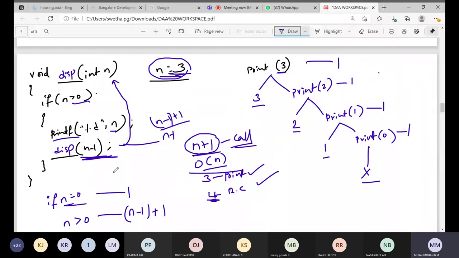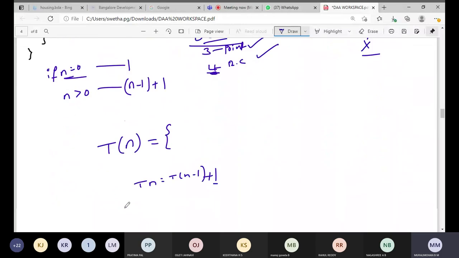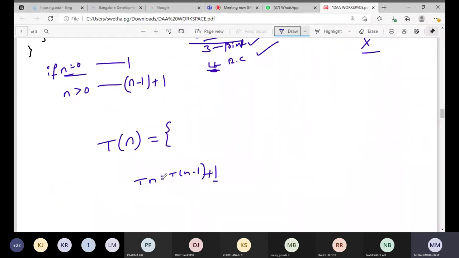So here we are having display of n minus 1 times. Again it is the sum of n minus 2 plus 1, right? So that is what we are writing here, the recurrence relation. So when we are writing the recurrence relation, it is t of n minus 1 plus 1 if n is greater than 0. Clear? The same thing we are writing here. If n is greater than 0, we are taking the time as n minus 1 plus 1.